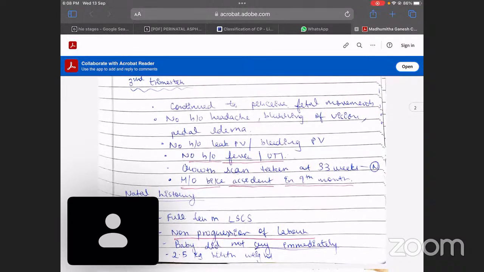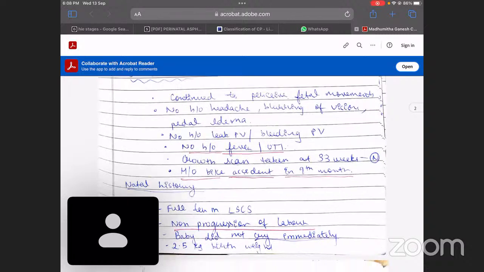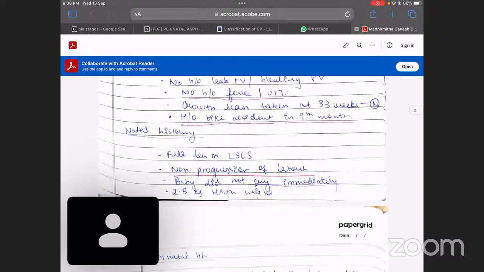Third trimester, we have discussed fever and UTI, which wasn't present. The growth scan taken at 33 weeks was normal. There's a history of bike accident in the 9th month, which the mother has informed us about. Natal history, it is a full term LSCS. There is non progression of labor.